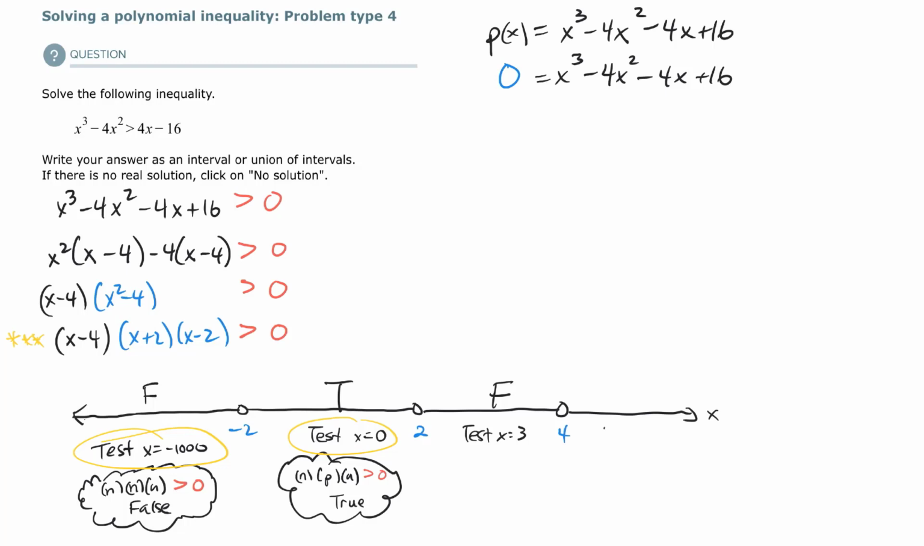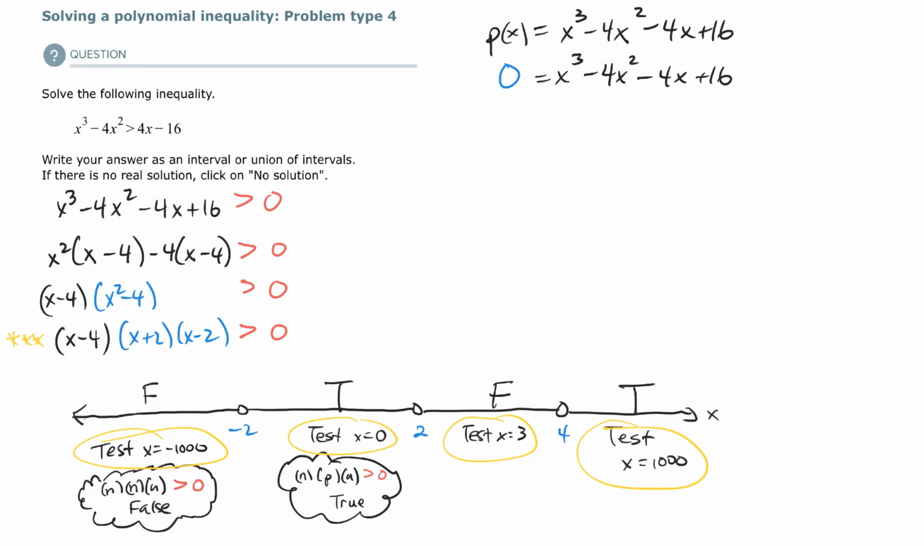How about picking x to be 1,000? So make sure you show me your test, and then apply your concepts. Positive times a positive times a positive. Is that greater than 0? Yes, it is. So that is true.